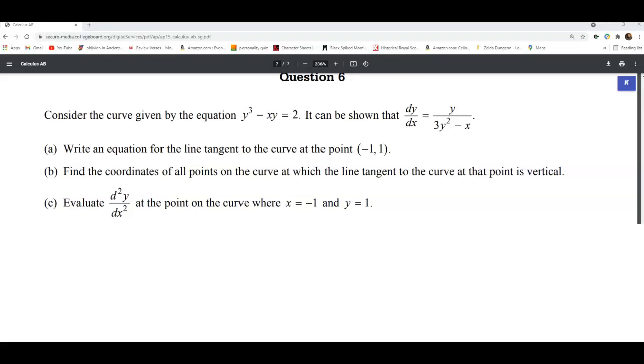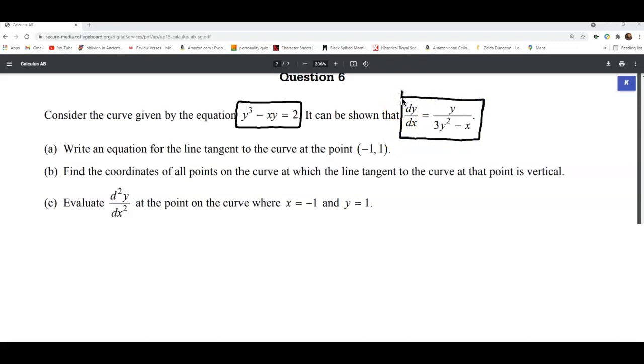All right, guys, welcome to our FRQ notes for, I believe we're on week 11 now. This is on page 80 of your FRQ notebook. This is question 6 on the 2015 Calculus AB FRQs. So, consider the curve given by this equation. So they give us an implicit function here, and they actually give us the derivative of that function as well.